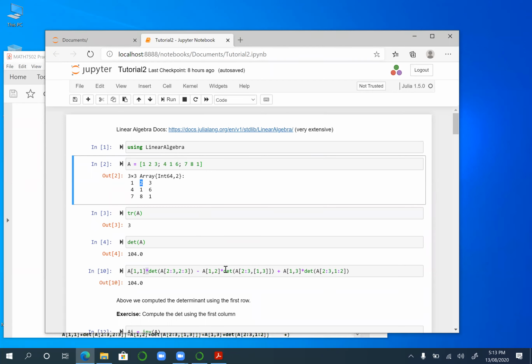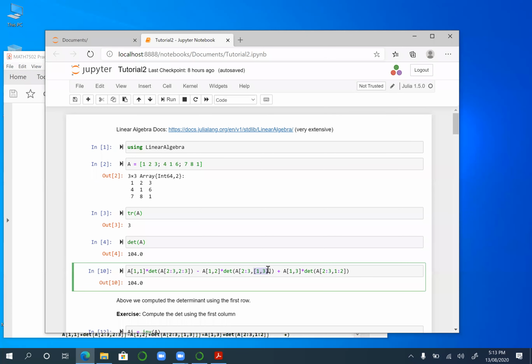Okay, so this one is slightly different. So you'll see inside there, we've got A square bracket 2 colon 3. So that's this second to the third rows. But then we see something new here, square bracket 1, 3. So Julia has this nice way of saying I select the first and the third column out of the second and the third rows. Okay, now I did this in Mathematica, but it wasn't as easy to enter, let's just say that.